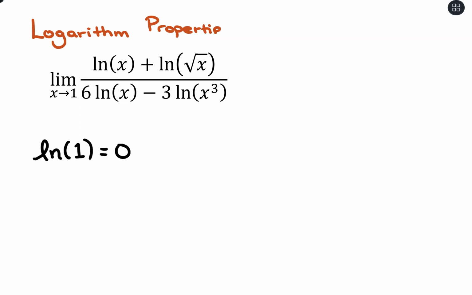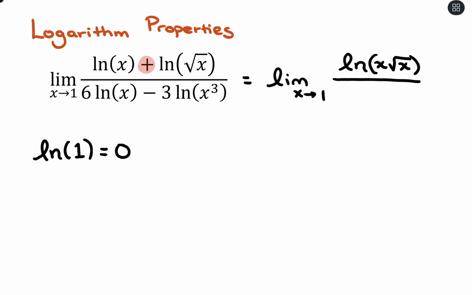So, up in the numerator, what I'm seeing is I'm adding two logarithms separately. So what I'm going to do is combine those. So I'm taking the limit as x approaches 1 still. And when we're adding two logarithms, I can combine them into a single logarithm where inside the parentheses, I'm multiplying the previous insides that were separate. So here I would have x times the square root of x. So that's one of our logarithm properties.